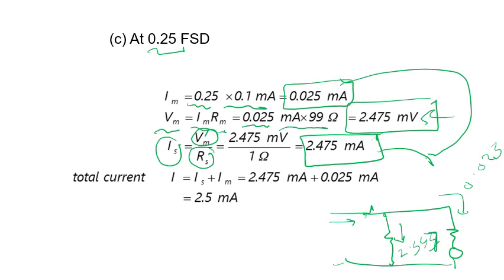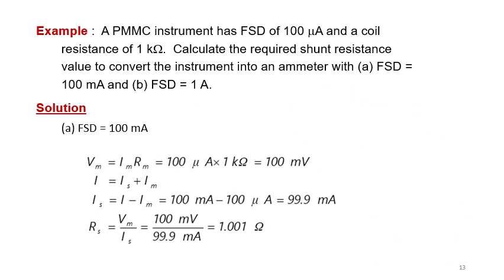Both of them are coming from here, which is found to be 0.5 milliampere. Let us consider this other example on the ammeter. In this example, he's saying a PMMC instrument has a full scale deflection of 100 microampere and a coil resistance of 1 kilo ohm.